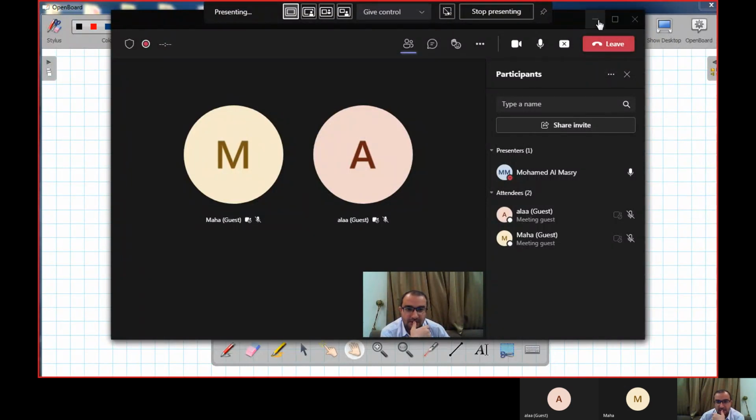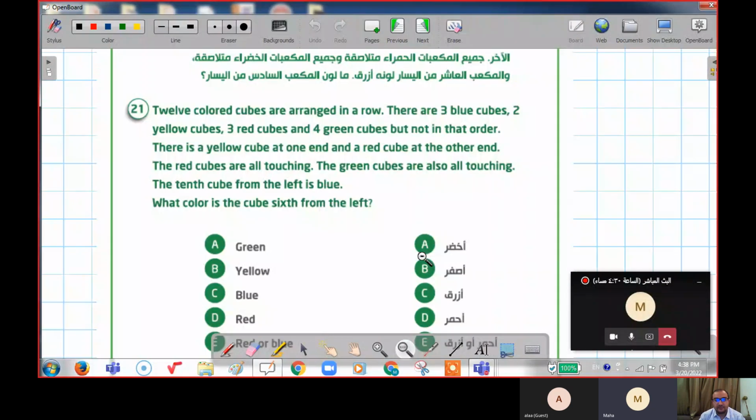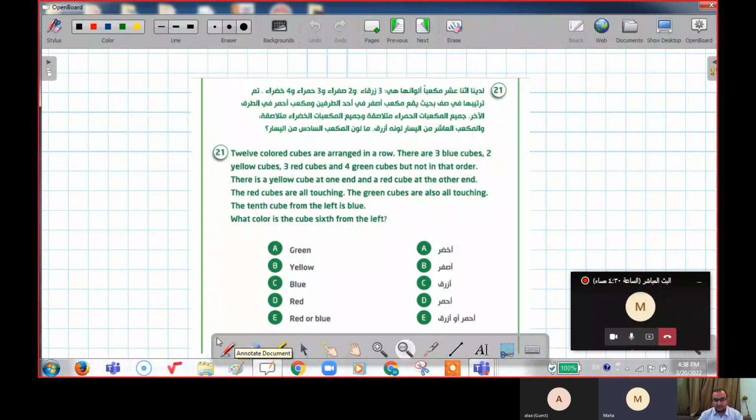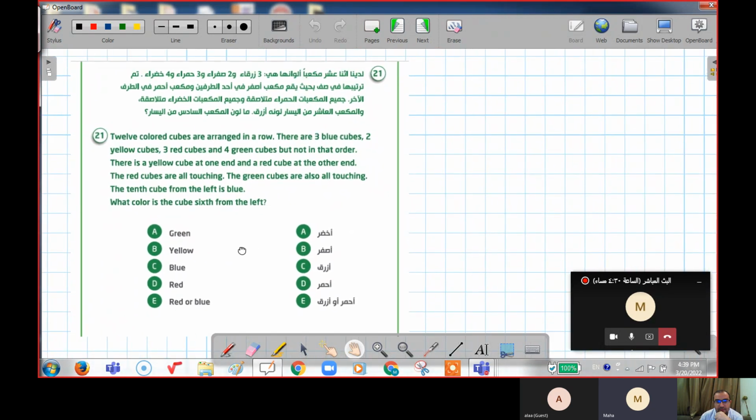Maha, let's start now with number 21. Can you read the given? Okay. 12 colored cubes are arranged in a row. There are 3 blue cubes, 2 yellow cubes, 3 red cubes, and 4 green cubes, but not in that order. There is a yellow cube at one end and a red cube at the other end. The red cubes are all touching. The green cubes are also all touching. The 10th cube from the left is blue. What is the cube text from the left?